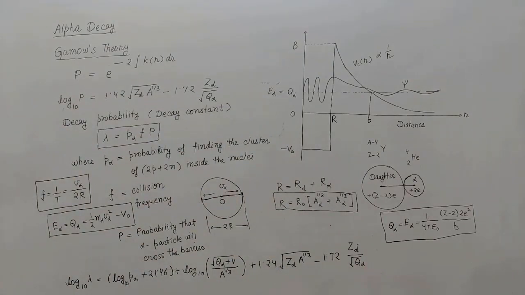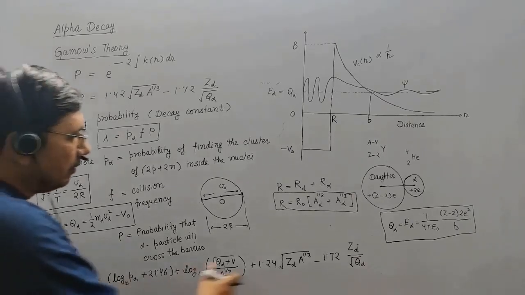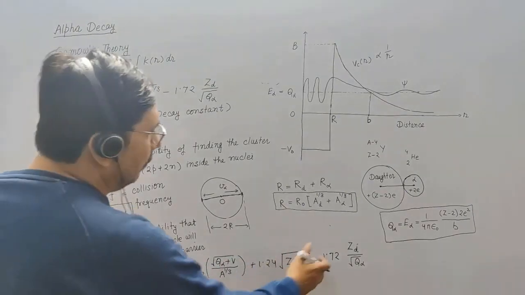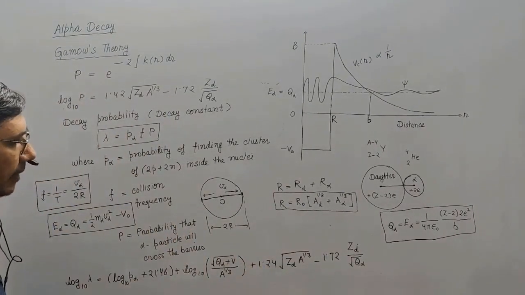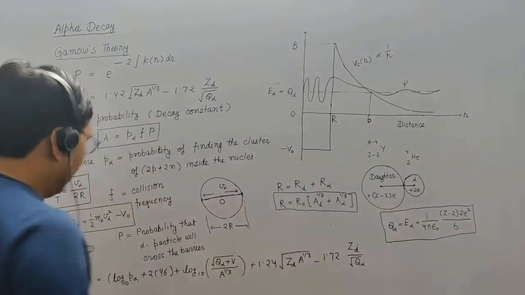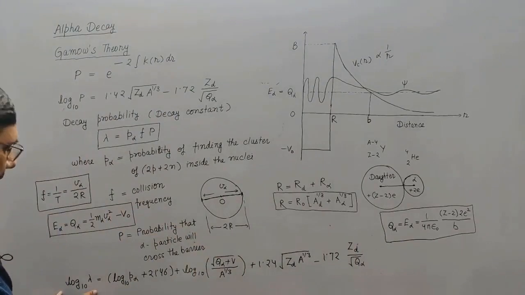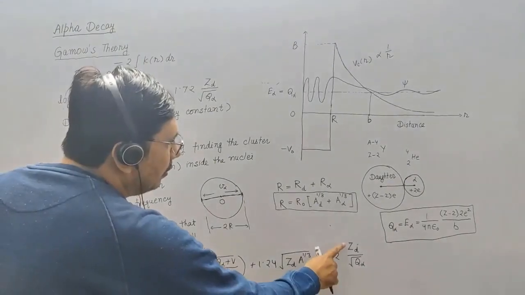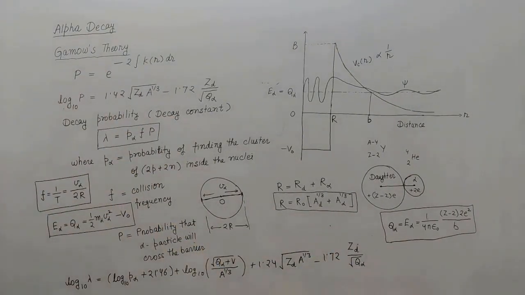And this expression agrees with the Geiger-Nuttall law, in which the most dominant energy dependence comes out. Of these four terms, the first, second, third, fourth, if you plot this, you will find that the most important energy dependence comes out from this term. And it provides us the exact relation that was given by Geiger-Nuttall. So log lambda is proportional to ZD upon square root of Q alpha.